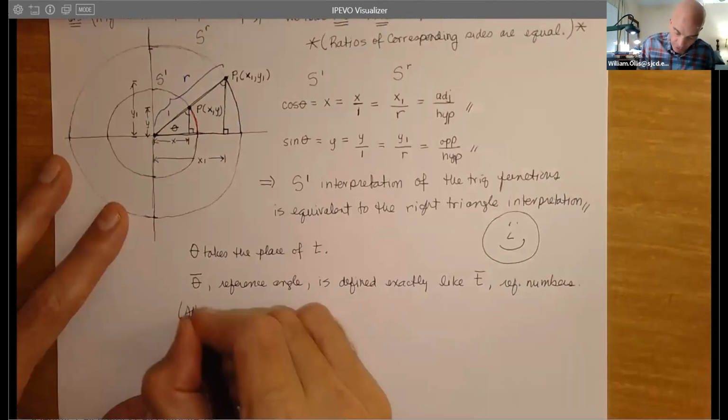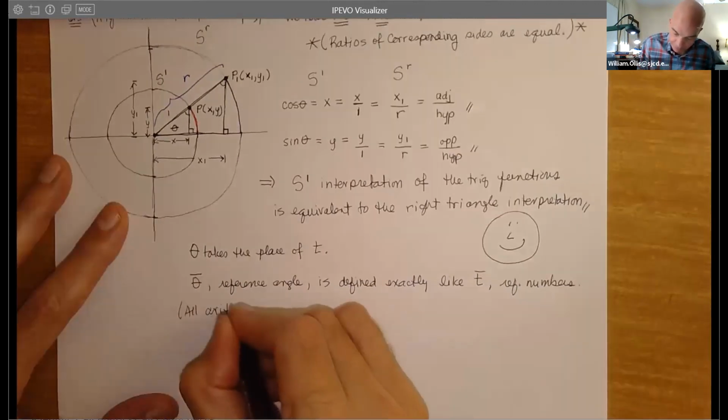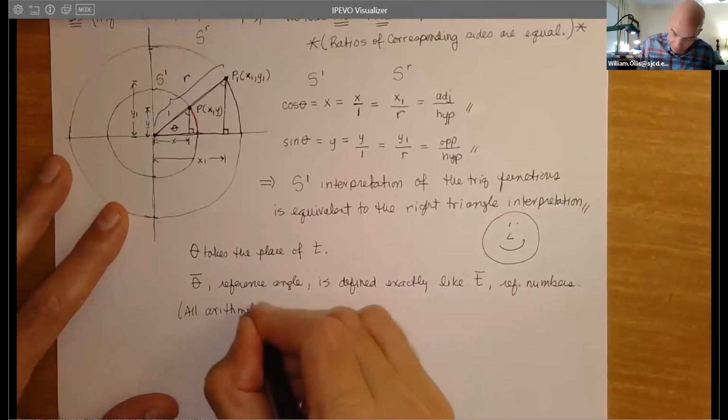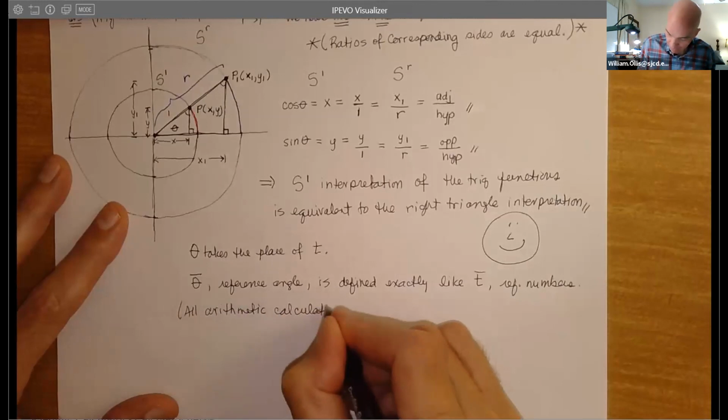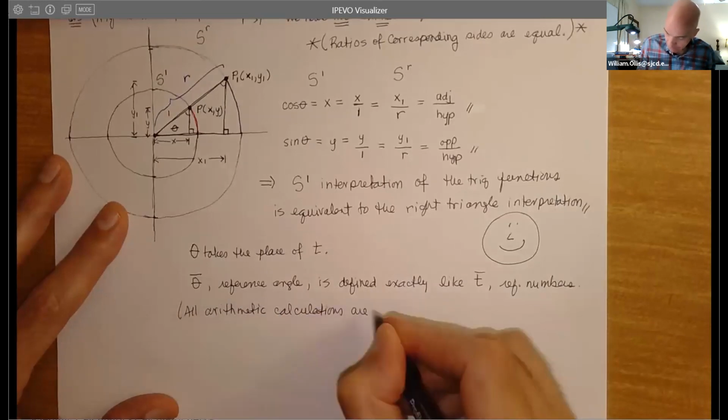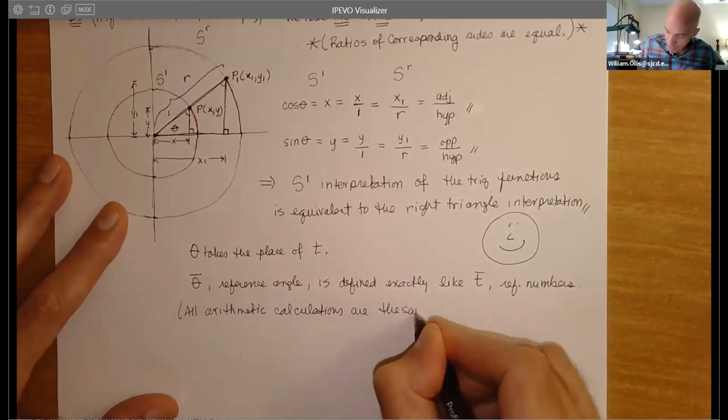All arithmetic calculations are the same. Pythagorean identities, everything's the same.